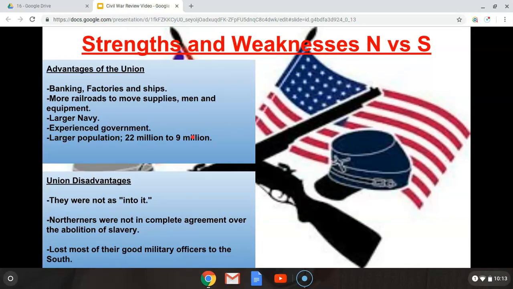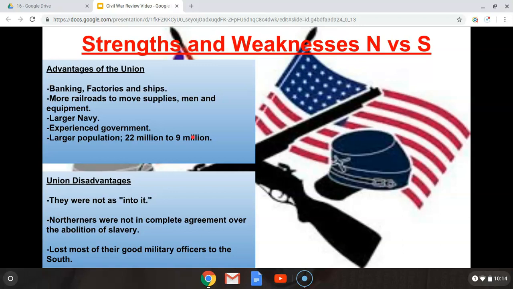But it wasn't in full agreement. And they lost most of their good military officers to the South, because most of the good military officers came from the state of Virginia, like Robert E. Lee. Robert E. Lee was actually asked by Lincoln to help lead the Northern Army, and Robert E. Lee said no, he would rather lead his state of Virginia than lead the nation of the United States.